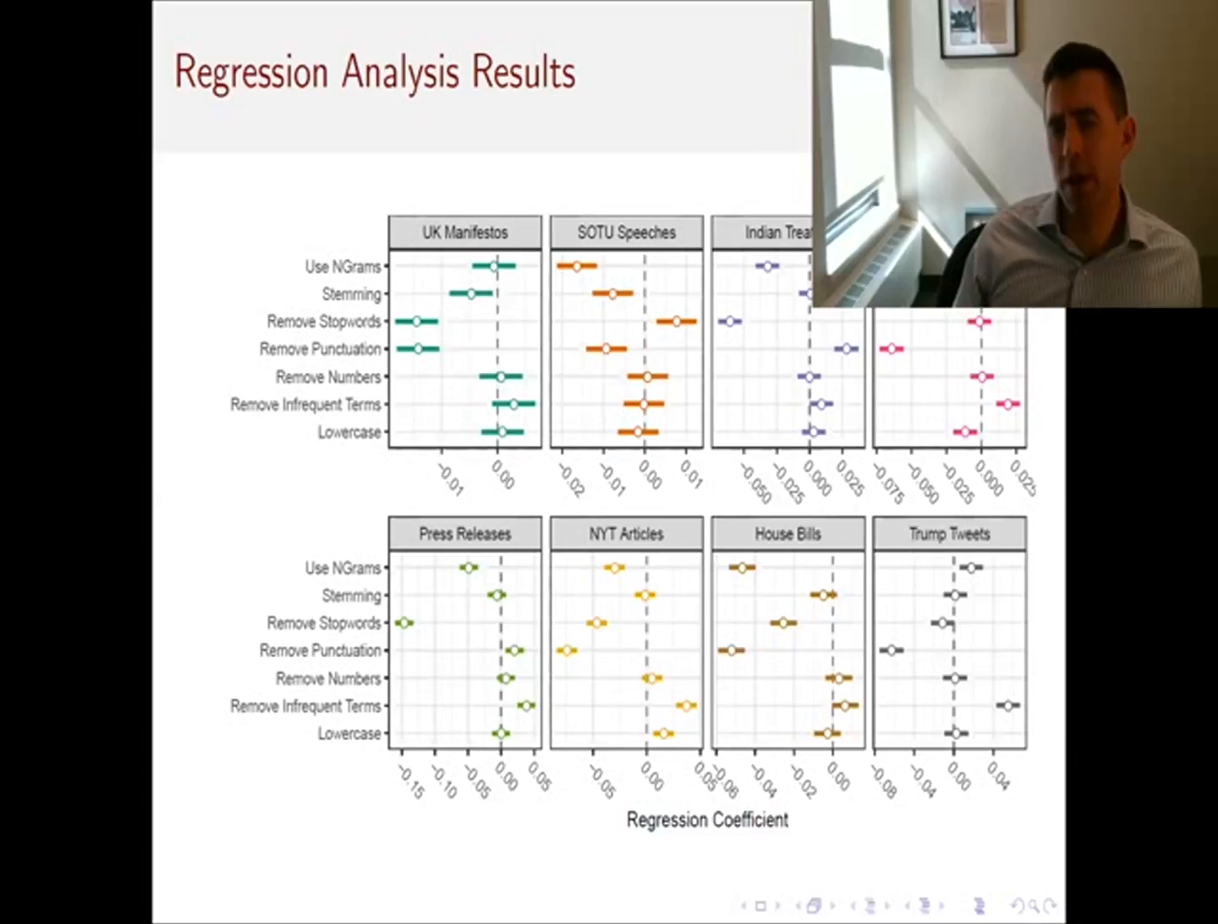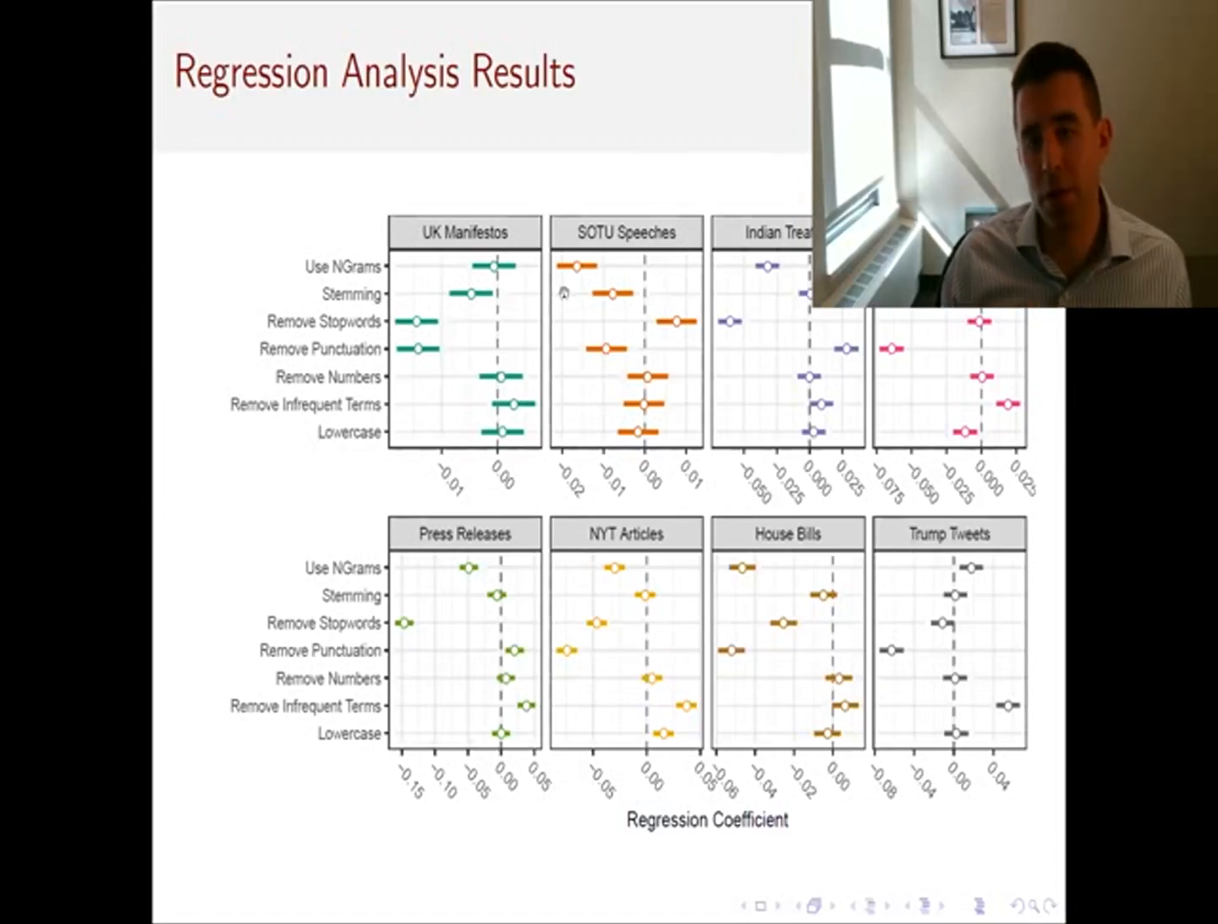What does that mean? It means that imagine you had a pre-processing specification, and at the margin you're trying to decide, should I remove stop words or not? If you make the step of removing stop words, you're making your specification look more like other specifications in terms of how the pairwise distances change.